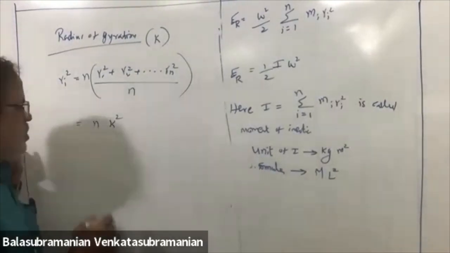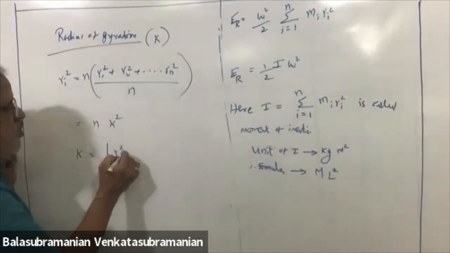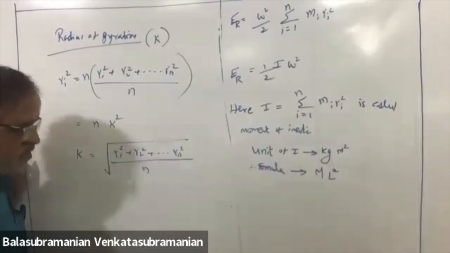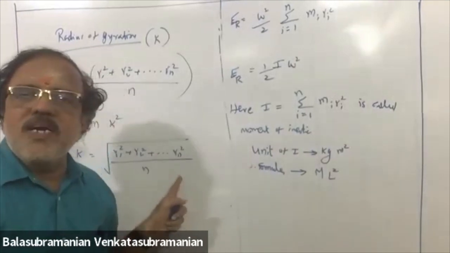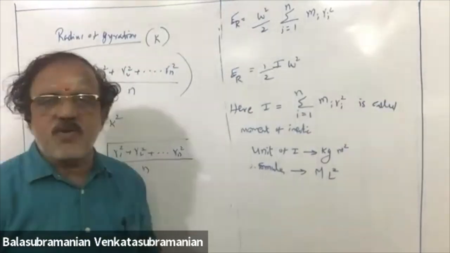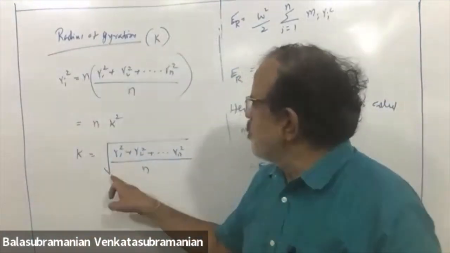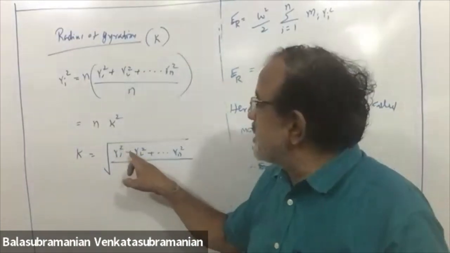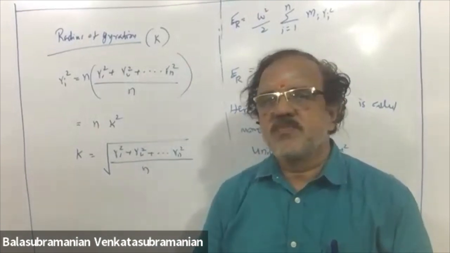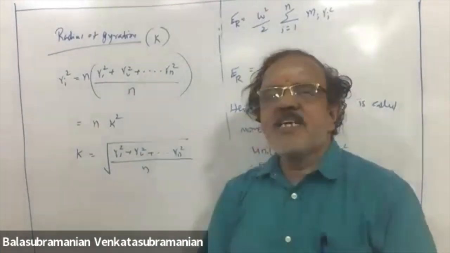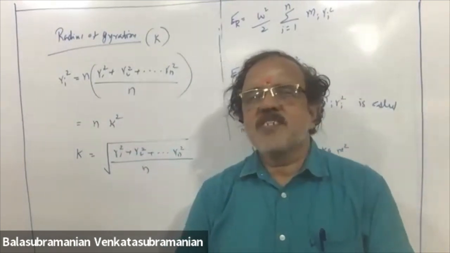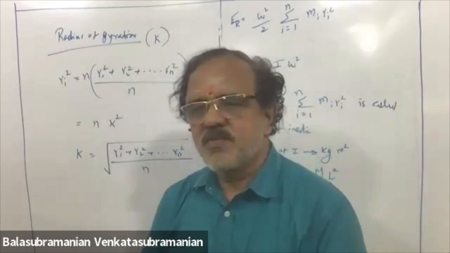Where k is called the root of r1 square plus r2 square, etc., rn square, by n. Root mean square distance of all the particles from the axis of rotation. That is called radius of gyration. It is nothing but a distance. Unit is meter, dimensional formula is L. As simple as that.